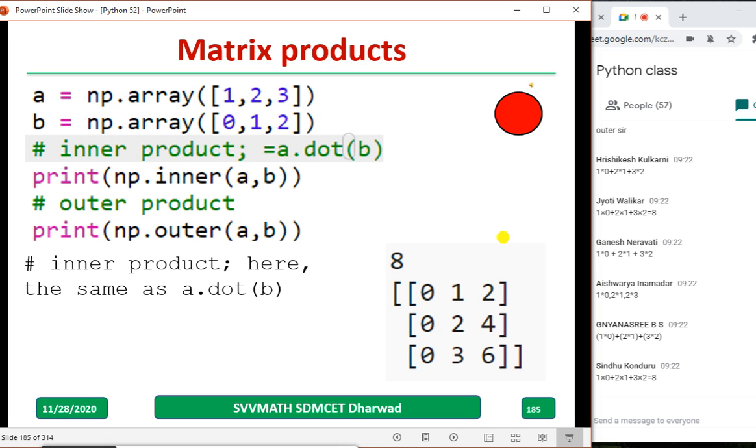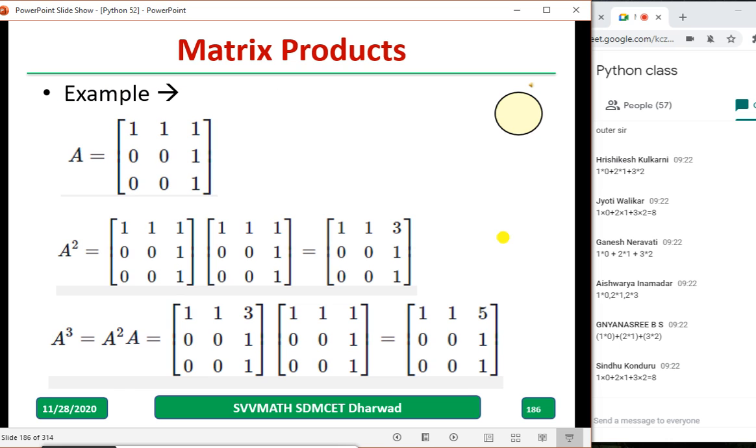Let me go to the next. All of you know the matrix product. Just as a sample for you: A, I have taken as 1, 1, 1, 0, 0, 1, 0, 0, 1. When I say A square, A into A, I have to multiply, and therefore I got 1, 1, 3, 0, 0, 1, 0, 0, 1. Again I am doing A cube, that is nothing but A square into A. I will get 1, 1, 5, 0, 0, 1, 0, 0, 1.